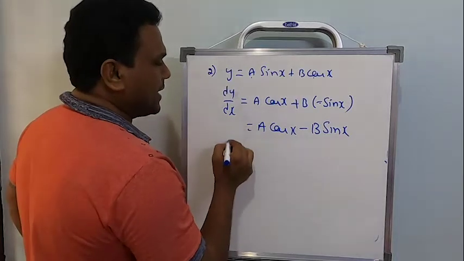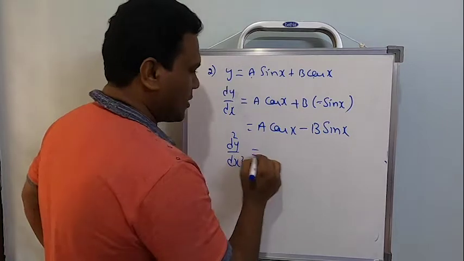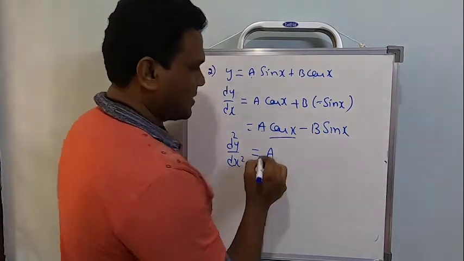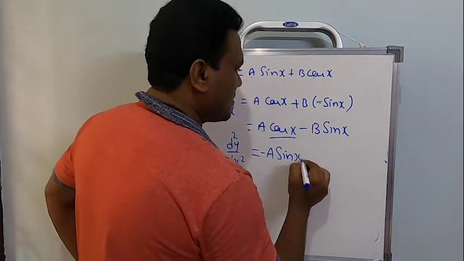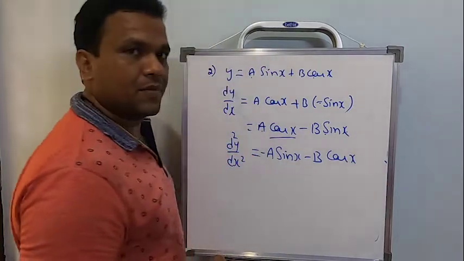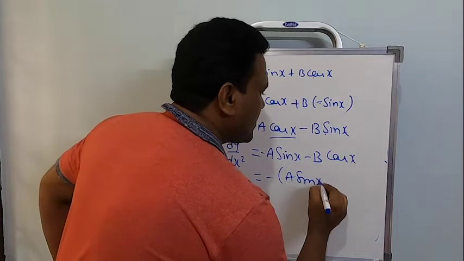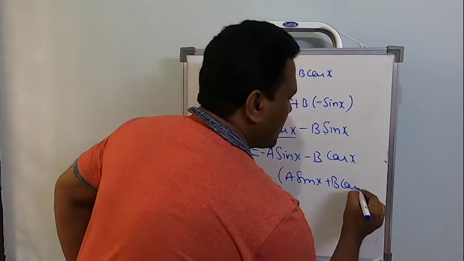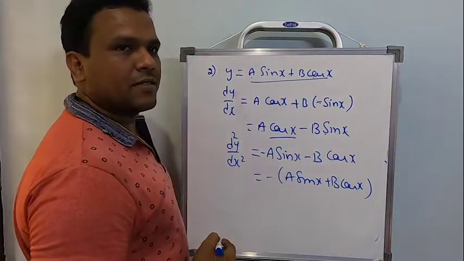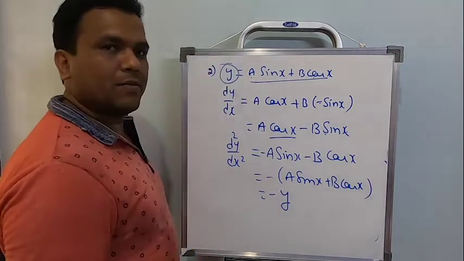Now when you differentiate for the second time, dy by dx will become d square y by dx square equal to, a is a constant. So what is differentiation of cos x? Minus sin x. So minus a sin x minus b as it is, differentiation of sin x will be cos x. Just observe, minus is common. The remaining is a sin x plus b cos x. Correct, right? But actually what is a sin x plus b cos x? Nothing but y.